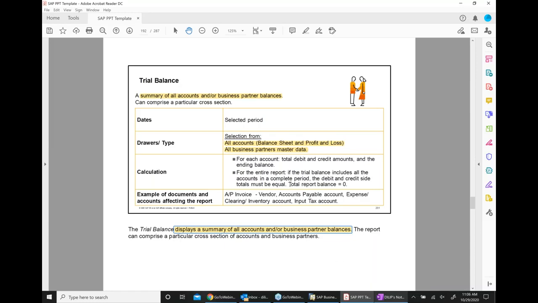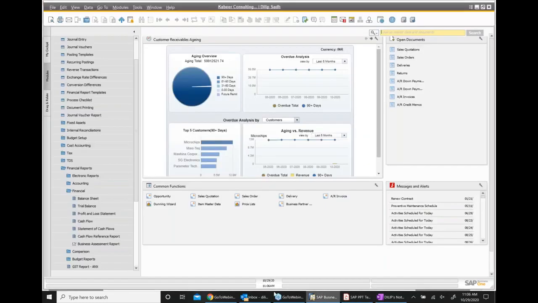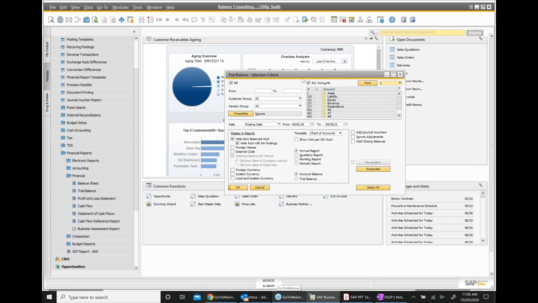And the total balance should be zero. So the credit side and debit side both should be zero as a part of the trial balance. Your credit side and your debit side both should become zero. Now, where is this trial balance? So here, this is the trial balance.